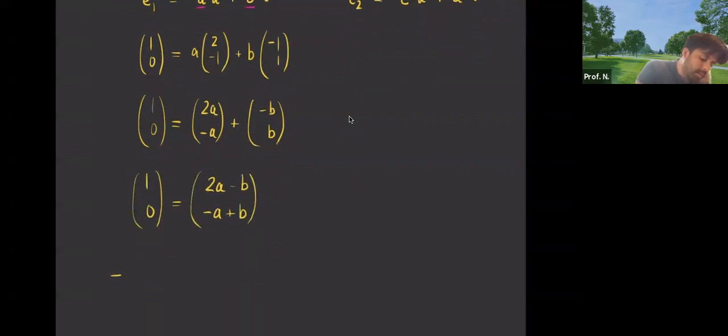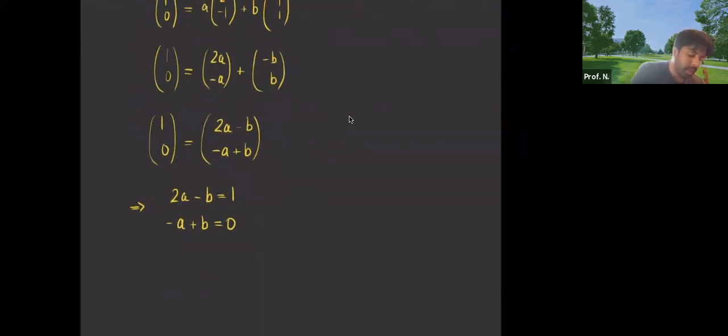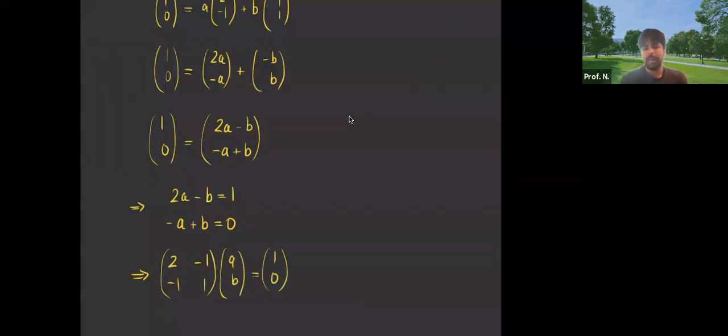In other words, 2A minus B equals 1, and negative A plus B equals 0. Do you guys see that? In other words, I can write this as 2, -1, -1, 1, and create a new matrix equation like this. So either I solve this matrix equation for A, B, or I can just solve this by linear system of equations.